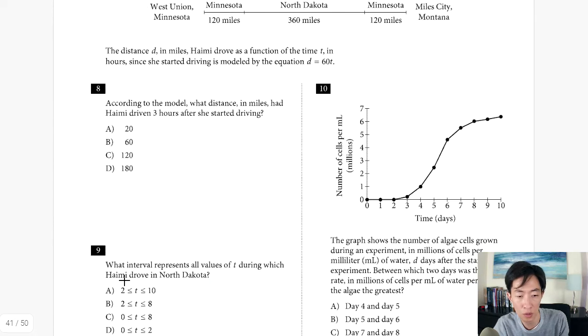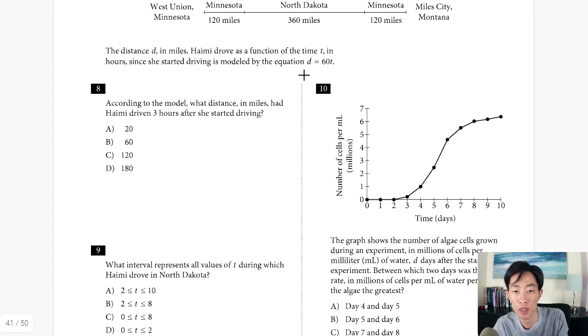Question 9, it says, what interval represents all values of t during which Jaime drove in North Dakota? North Dakota is in the middle here. Now, think about what the diagram is telling us. We know the distance that Jaime spent in each of these states.